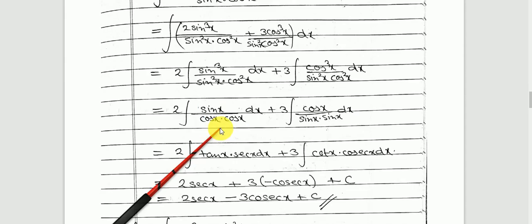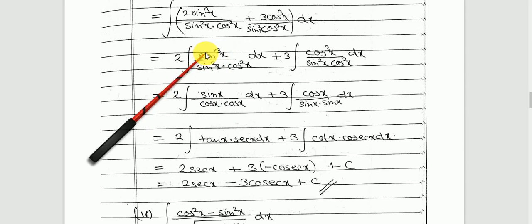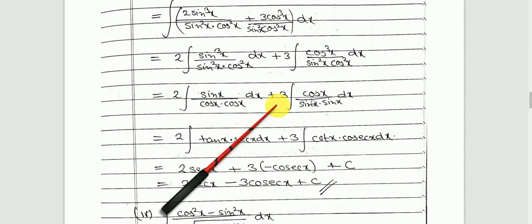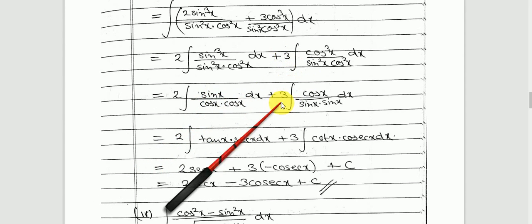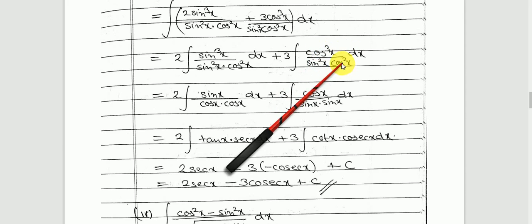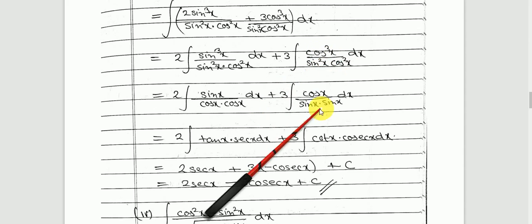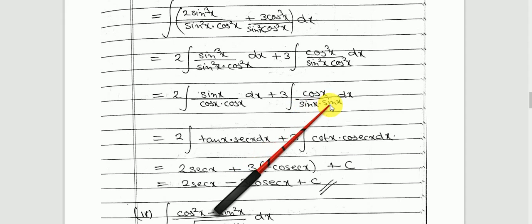Now here is sin cube x and here you have sin square x, so you can cancel some. You are left with sin x upstairs, and down you are left with cos square x, which can be written as cos x into cos x. Then with the 3 out, here cos cube x and here cos square x, so some cos square x from the numerator gets cancelled, you are left with cos x, and down you are left with sin square x, which can be written as sin x into sin x.